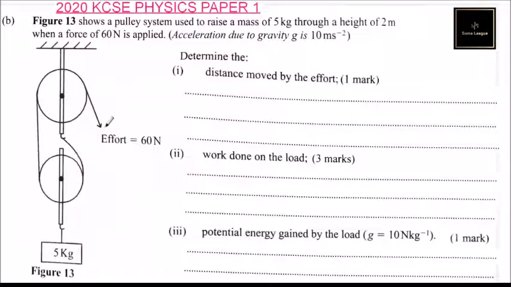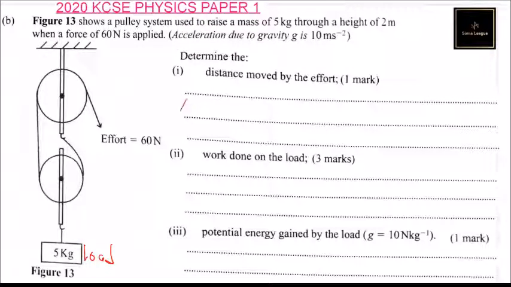Part B of question number 17, we are told figure 13 shows a pulley system used to raise a mass of 5 kilograms through a height of 2 meters when a force of 60 Newton is applied. Acceleration due to gravity is 10 meters per second squared. So we have the pulley system here. We have the effort, 60 newtons. Here we have the rod. So the question is, determine the distance moved by the effort.